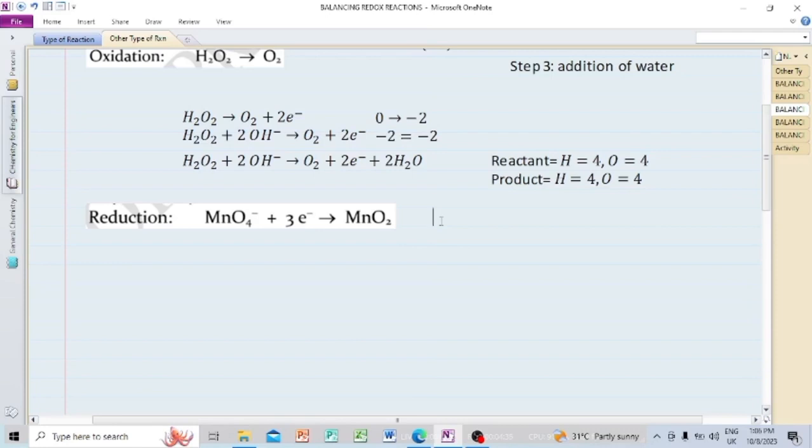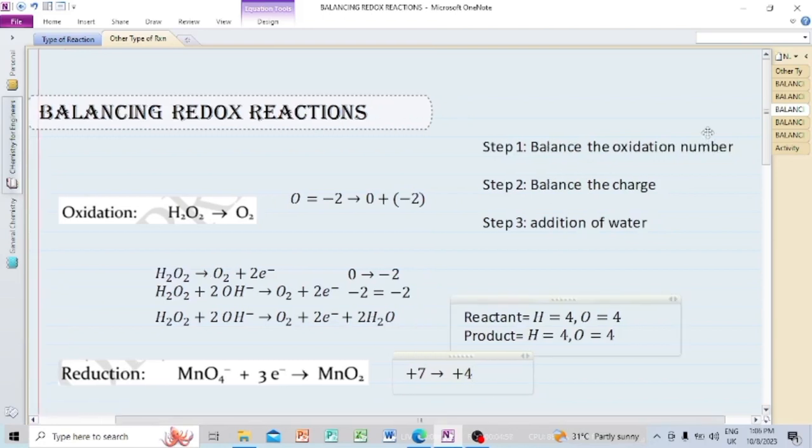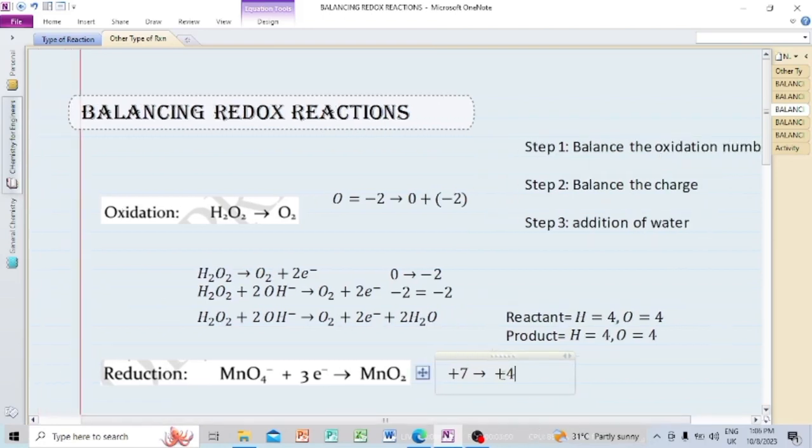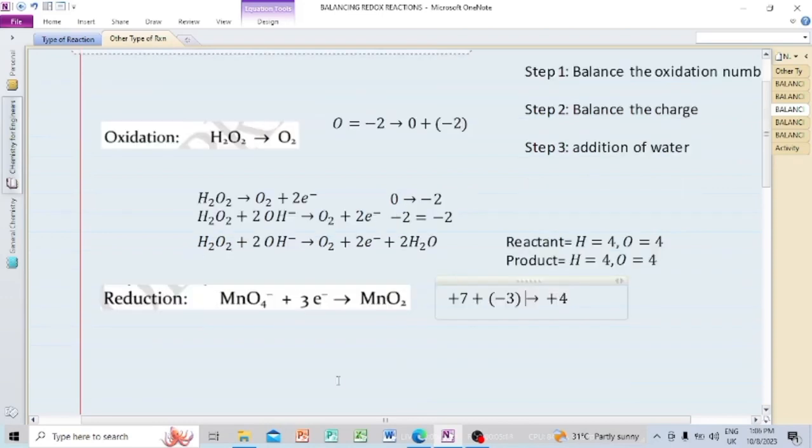So, this is from positive 7 to positive 4. Again, hindi pareho yung oxidation number ng both side. So, mag-a-add tayo ng electron to balance the oxidation number. So, ang first step natin is to balance the oxidation number. Mag-a-add tayo on the reactant side ng plus negative 3. Kaya, meron tayong ditong plus 3e negative.